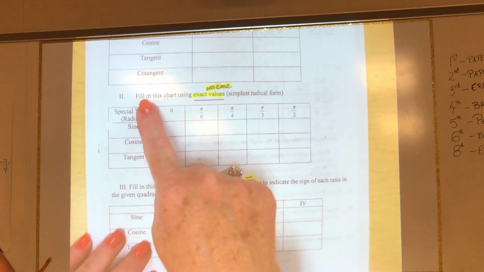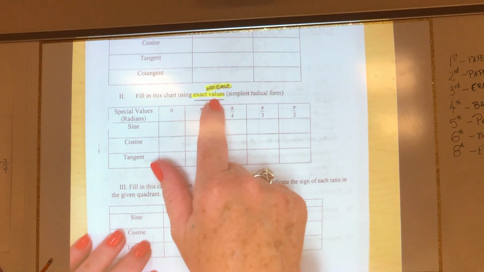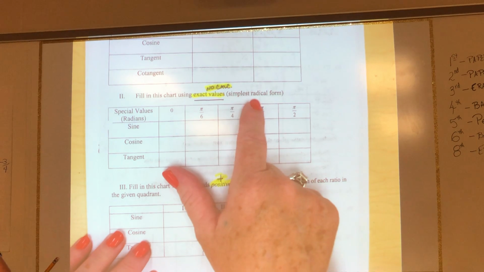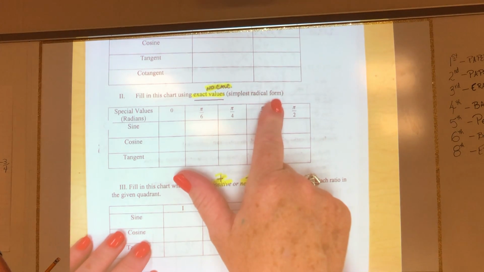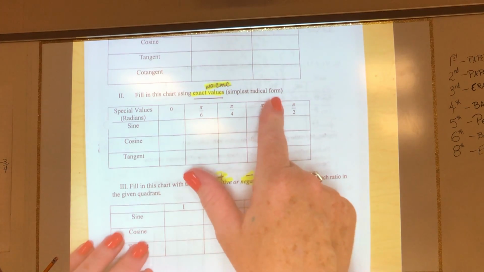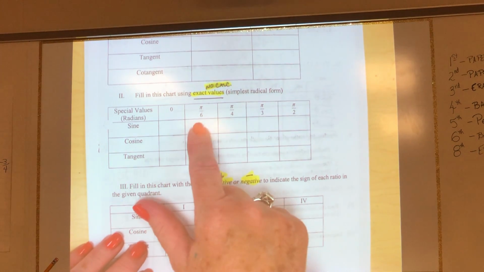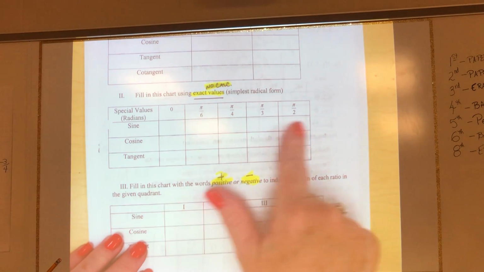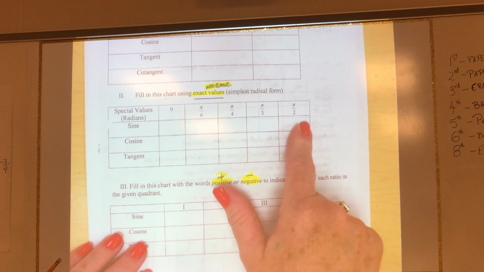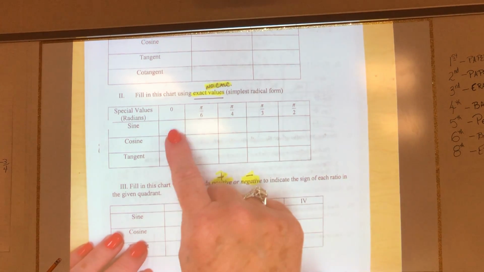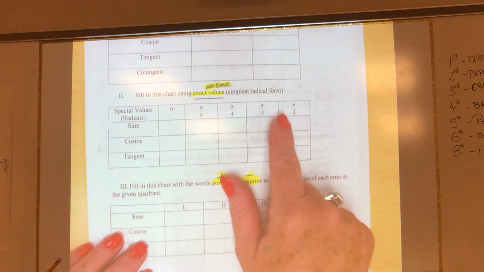Here, it says fill in this chart using exact values. What does that mean? Use the values that you're given. No calculator, people. Simplest radical form. Notice it didn't say it had to be rationalized. If you want a radical in the bottom, leave a radical in the bottom. I don't care. So you're going to find the sine of 0, pi over 6, pi over 4, pi over 3, and pi over 2. This is the chart, people. You can count from 0 to 4, take the square root, divide by 2.